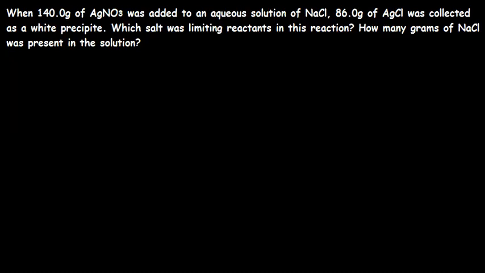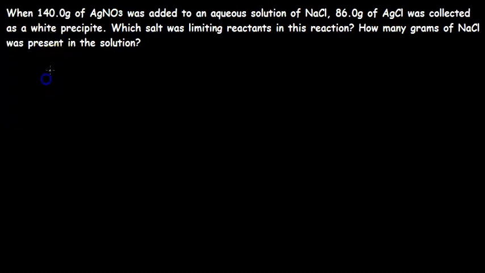Let's assume we are given this kind of problem that says when 140 grams of silver nitrate was added to an aqueous solution of sodium chloride, 86 grams of silver chloride was collected as a white precipitate. Which salt was the limiting reactant in this reaction, and how many grams of sodium chloride were present in the solution? How can we solve this problem? So, before we talk about how we can solve this problem, let's take a quick revision.